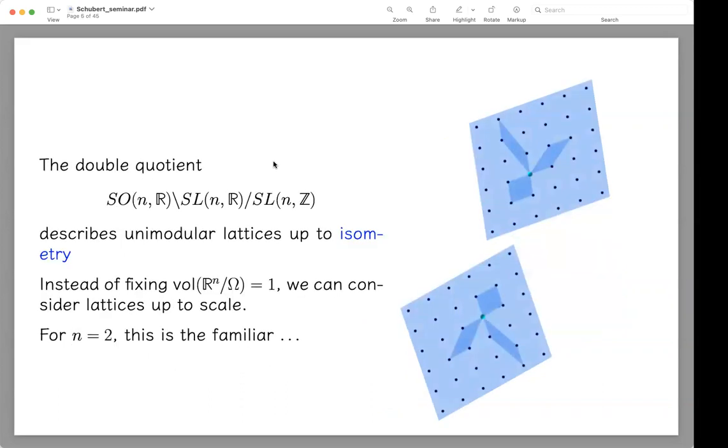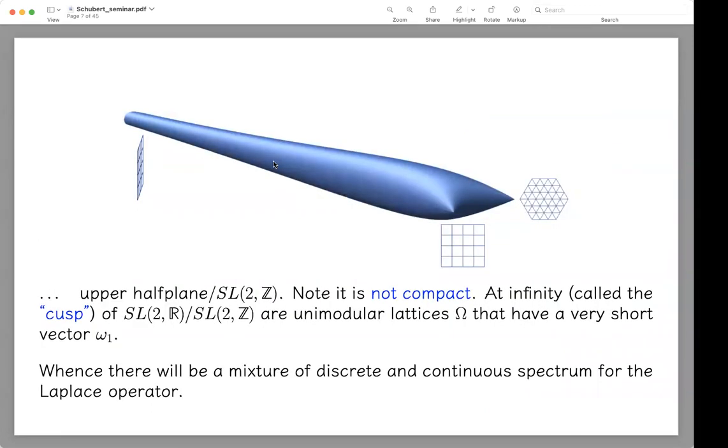And if I'd like to study lattices up to orthogonal transformation, then of course I have to mod out by orthogonal transformations on the other side. So that would be the space of lattices up to isometry. In particular, my pictures here are two-dimensional pictures, and in this particular two-dimensional case, that quotient is the familiar quotient of the upper half plane by SL_2(Z). So this figure, which you presume all of you have seen.